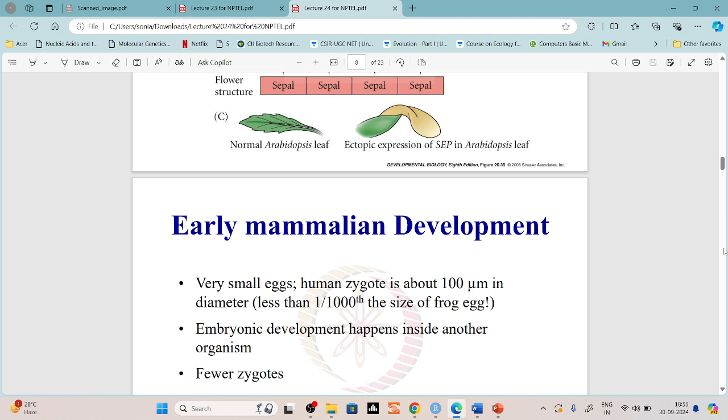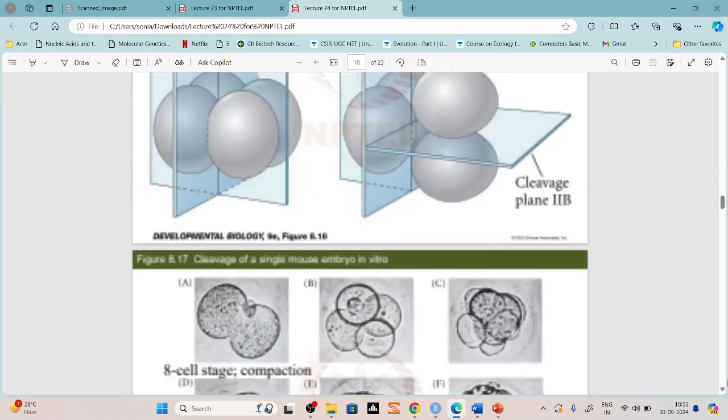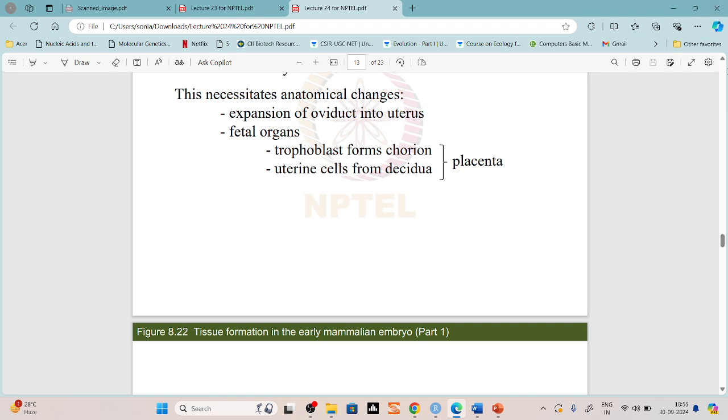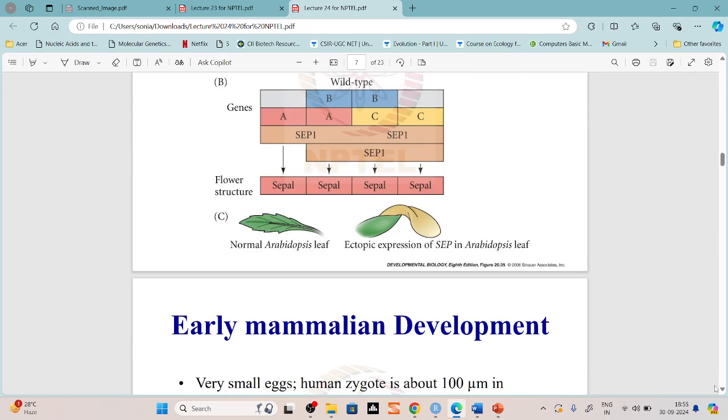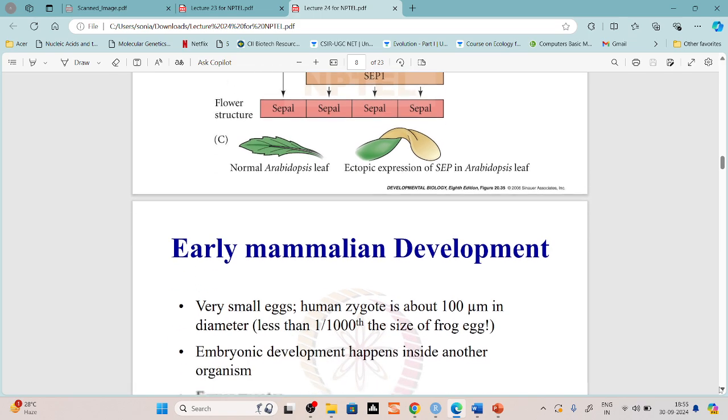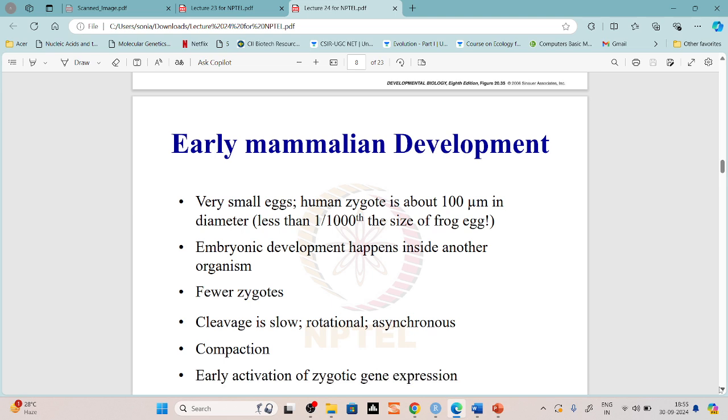First one is early mammalian development. Up till now we have studied Drosophila development, and we have also studied plant developmental biology. Now we'll move to mammalian developmental biology, which is not that difficult. If you have a basic knowledge of reproduction and the female and male reproductive system and how it works, it should not be that difficult, but we'll try to solve questions related to early mammalian development as well.